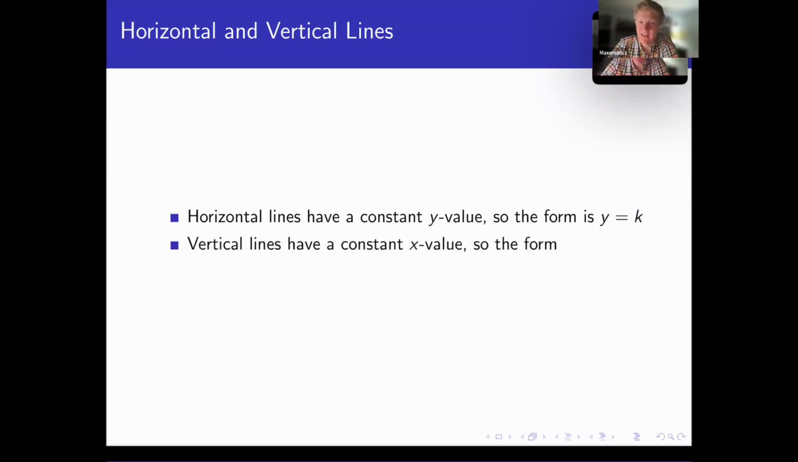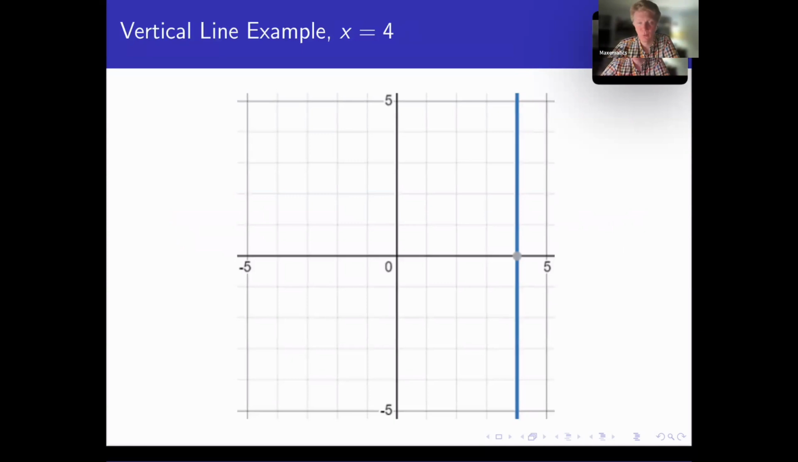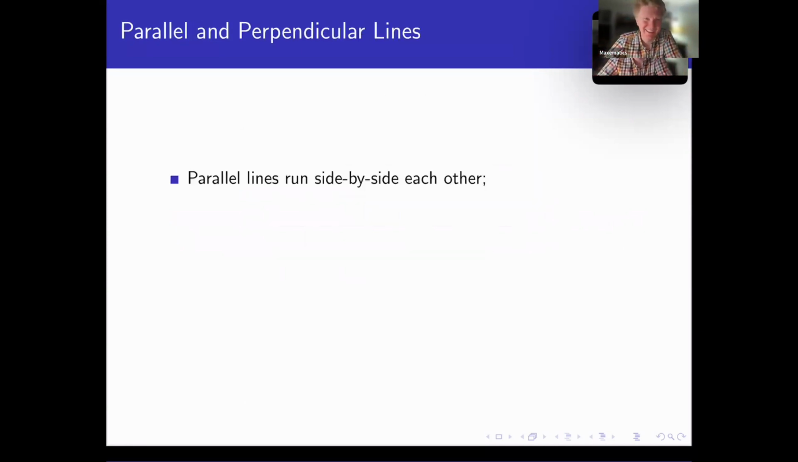Vertical lines have a constant x value. So similarly, this would be x equals h, where h and k in both cases are just real numbers. So for example, we have y equals 2 and x equals 4. Very, very exciting.